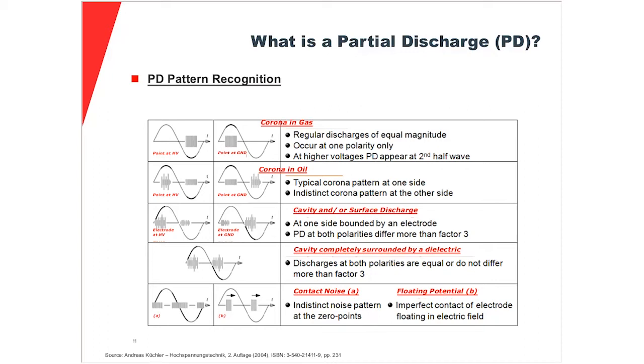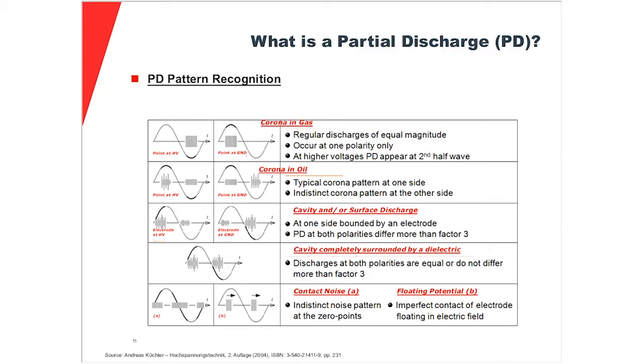corona. Now, a further example is a cavity which is completely surrounded by a dielectric. That would lead that you would have discharges at both polarities, so as well as in the positive half cycle, and same in the negative half cycle.